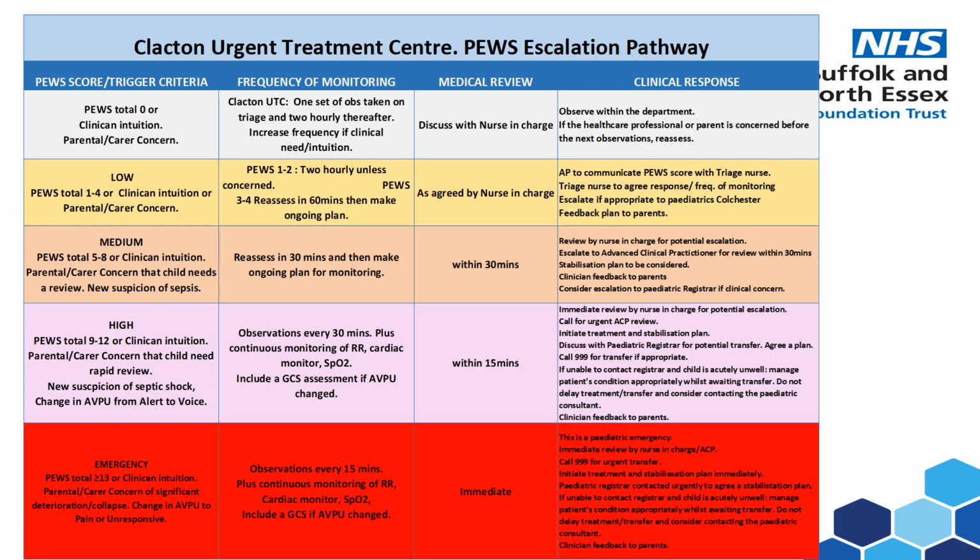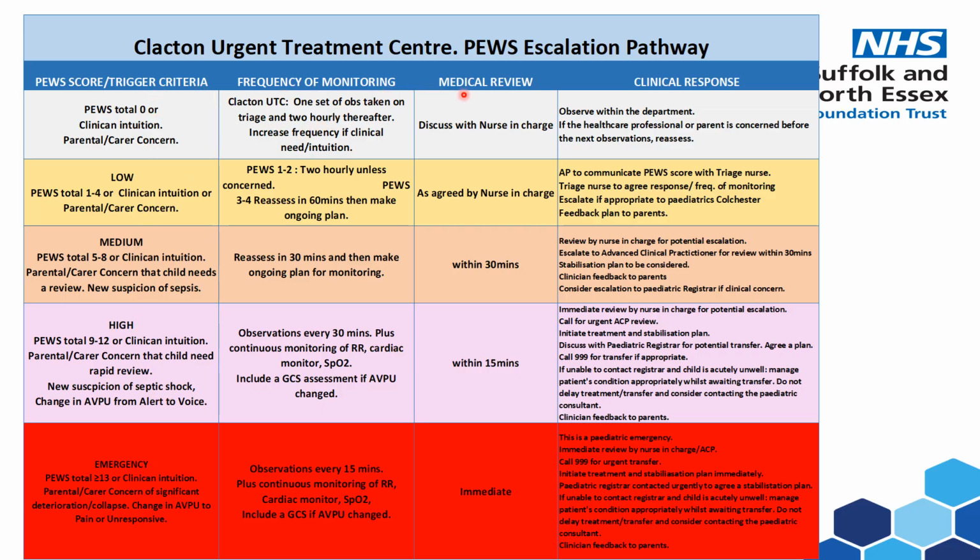This is your PEWS escalation pathway for the Clacton UTC. This is one that we have devised at ESNEFT and has been specifically designed and tailored towards your needs at Clacton. So I'm just going to explain the layout to you. In the left-hand column, you've got your PEWS score or your trigger criteria. You can see here they're set in those levels of escalation: low, medium, high, and emergency.